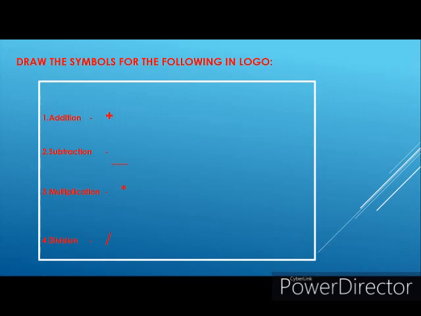First one is what? Addition. For addition, we use plus sign. For subtraction, we use minus sign. And for multiplication, we use asterisk. And for division, we use slash. These are the symbols that we use to do addition, subtraction, multiplication and division in logo. Okay, so write the symbols in the space given.